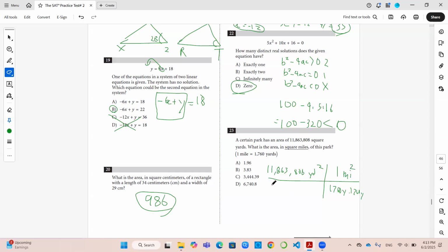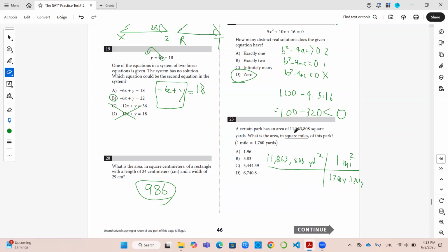And what is all of the divided by 1760 squared? That's equal to 3.83. Punch this in your calculator and you'll get this.